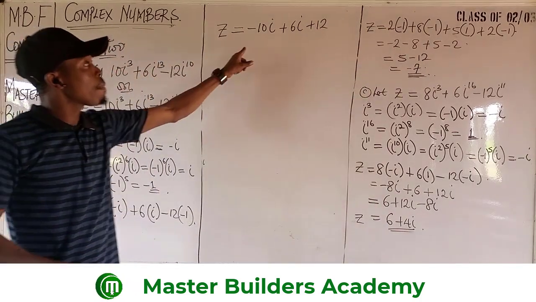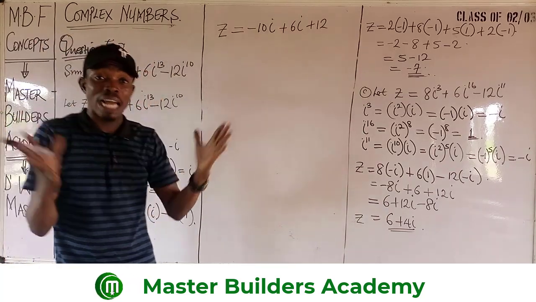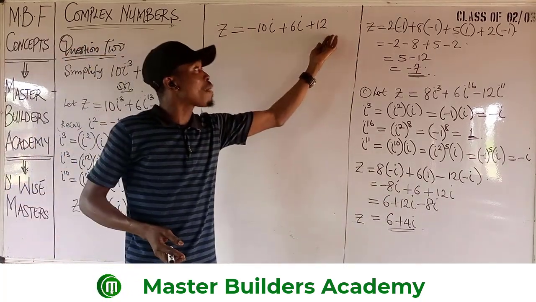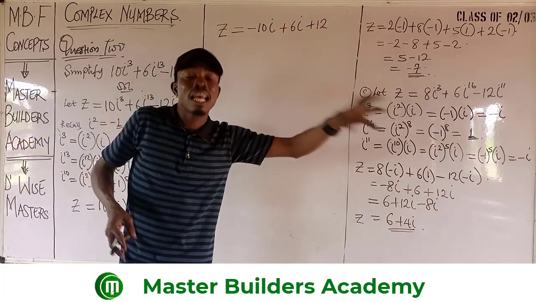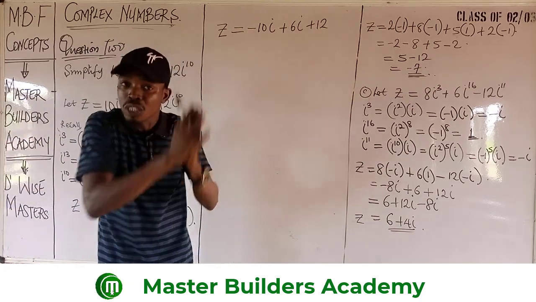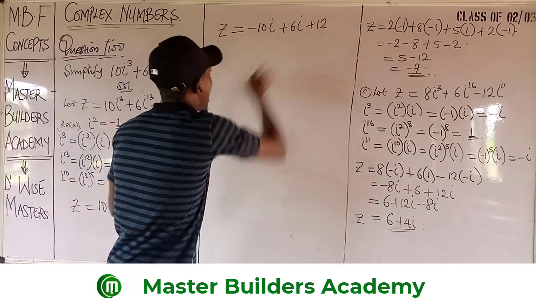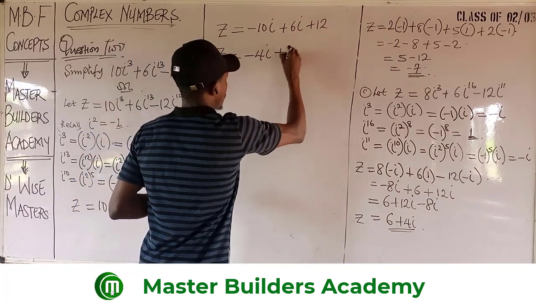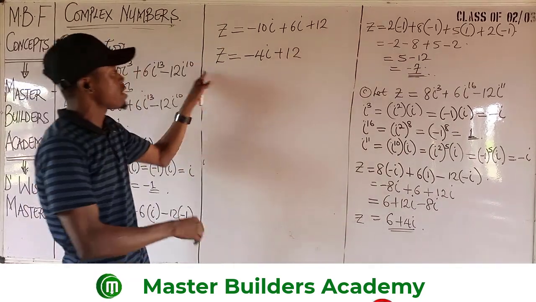As simple as that. Now remember that there is a law that you can either add or subtract imaginary part from another or real part from another. So from the level where we are now, we have 3 terms, of which 2 out of these 3 terms are imaginary components. So that means we can combine the imaginary components to give us a singular result. Are you there? So -10i plus 6i will actually give us -4i plus 12.